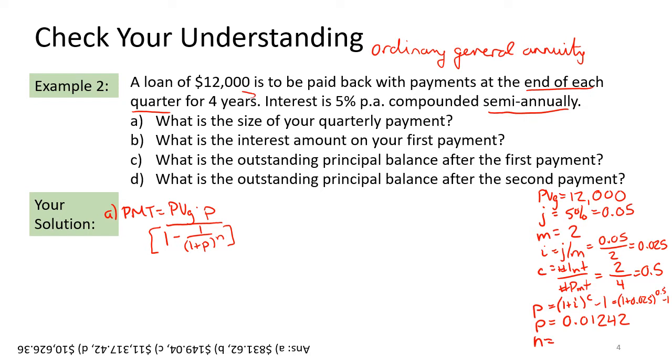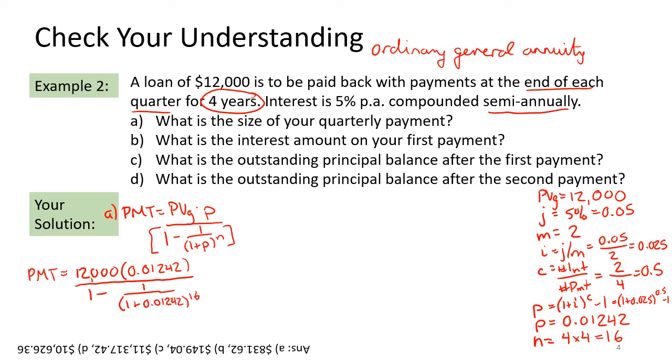Okay? Our last item here, N. Okay, in this case, payments are for 4 years, and they're made quarterly. So it's 4 times 4 gives you a value of 16. So if you substitute all these values in, our payment is equal to our present value, 12,000, multiplied by our equivalent rate of interest, 0.01242, divided by 1 minus 1 divided by 1 plus the equivalent rate of interest, 0.01242, to the exponent 16.